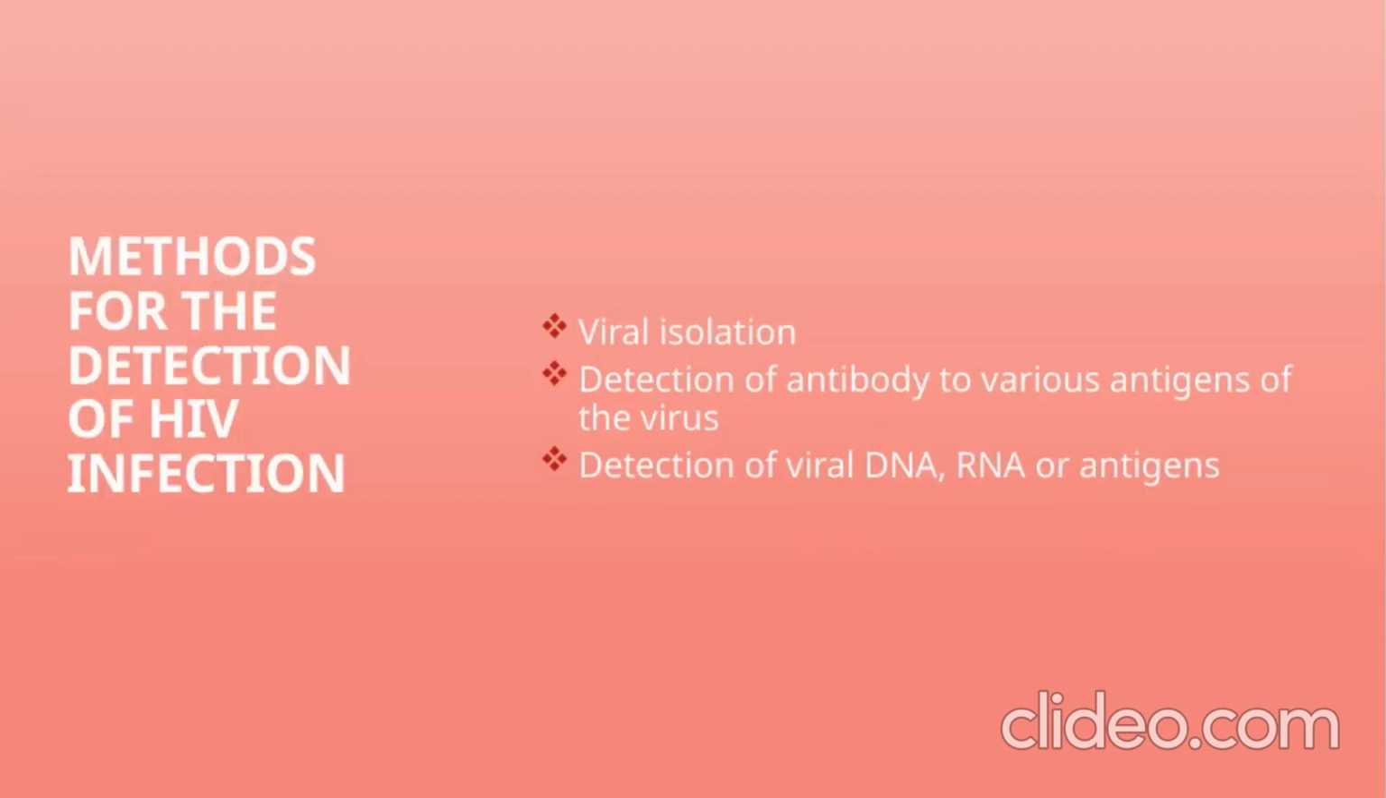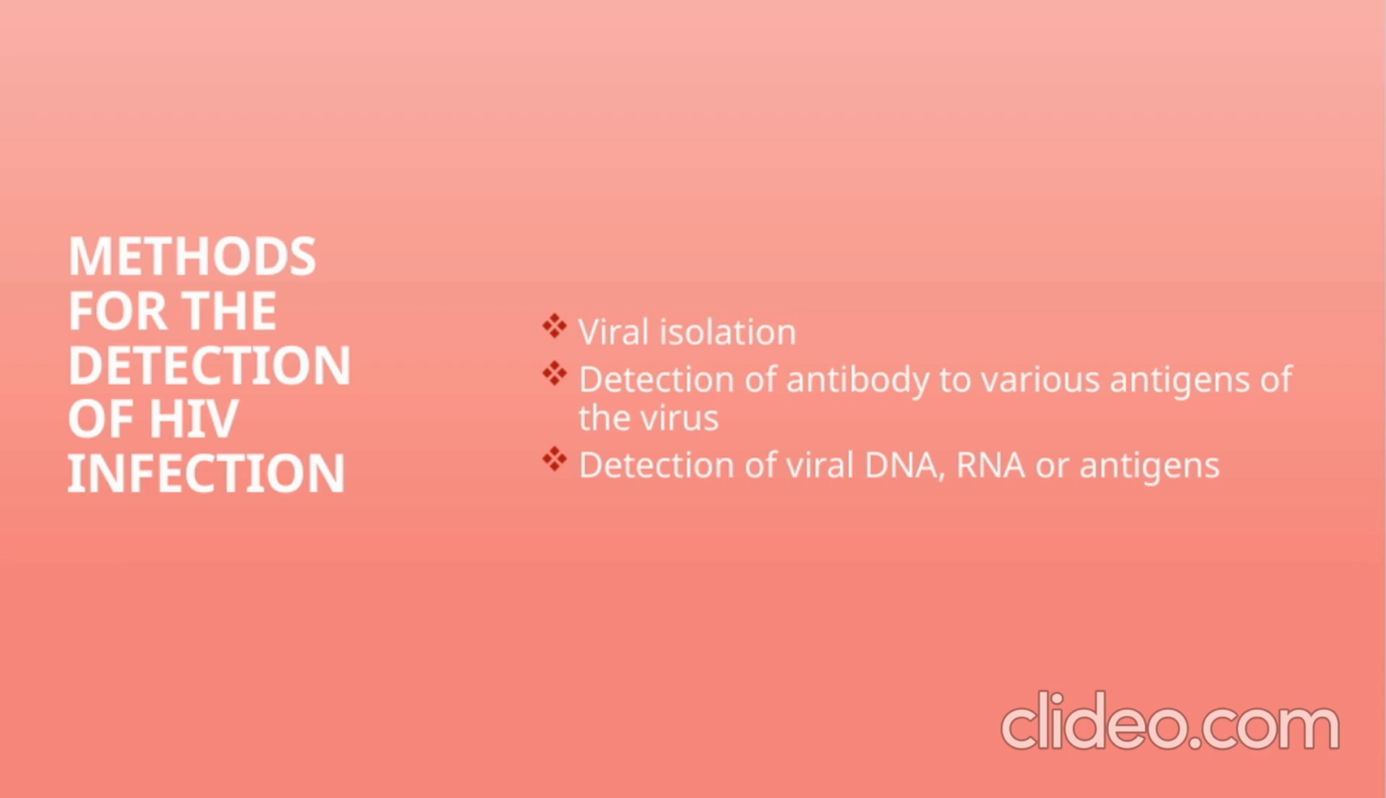Let's talk about viral isolation first. This method involves actually growing the virus in a laboratory setting, which can be quite definitive, but is often more complex and time-consuming. It helps us confirm the presence of the virus directly, but it's not always practical for routine diagnosis. Next, we have the detection of antibodies to various antigens of the virus. This is one of the most common approaches because it shows whether the immune system has responded to an infection. Detecting these antibodies can tell us if someone has been exposed to the virus, even if the virus itself isn't currently detectable.